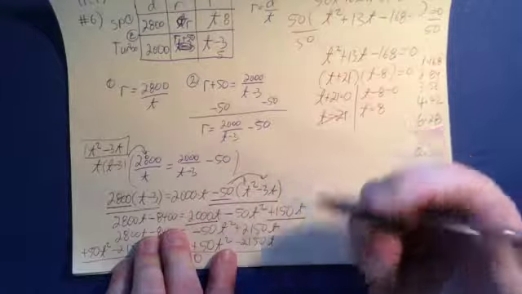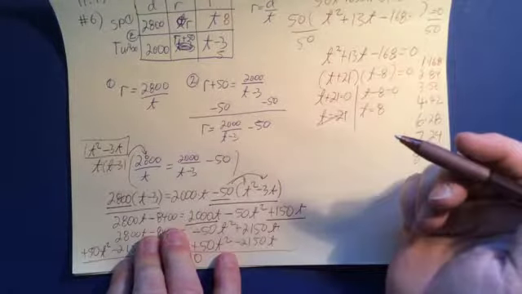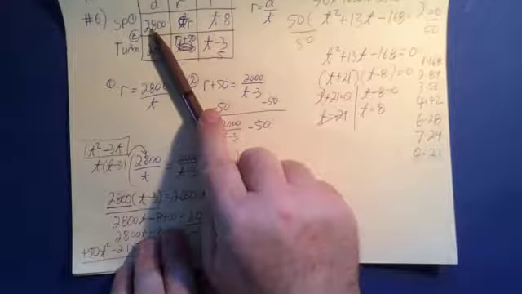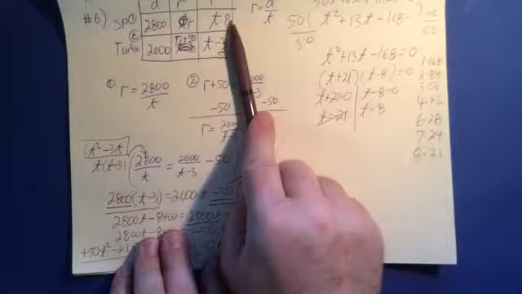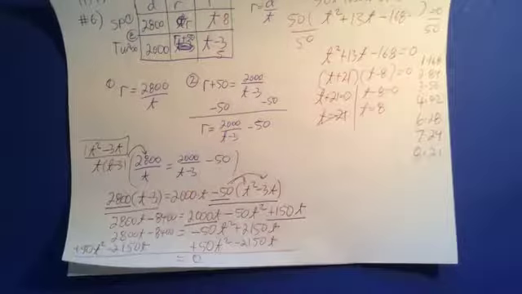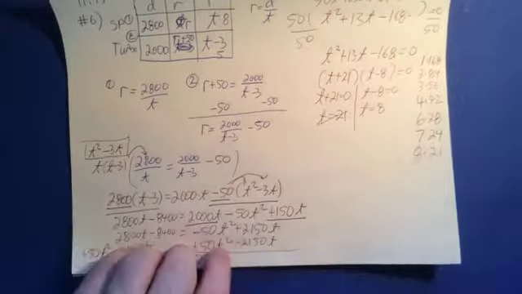So we need to see if this makes sense now. What we're going to do is take 2,800, divide that by 8, and see what we get for an answer here. So actually, you know what?